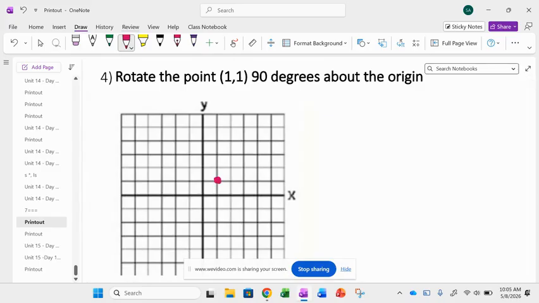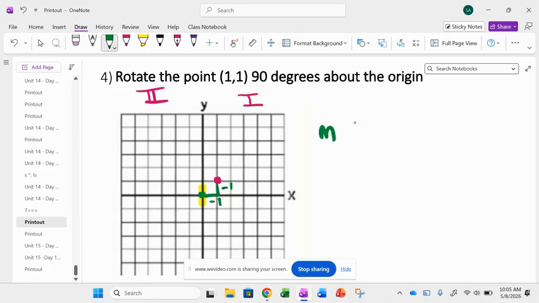Okay. So now we're rotating the point (1, 1) right here. And we're rotating it 90 degrees around the origin. Again, I didn't specify clockwise or counterclockwise, so it has to be counterclockwise. So if I start off in quadrant 1 and I'm going counterclockwise, do we all agree I should end up in quadrant 2? All right, so now to get from my point to the center of rotation, I'm going down 1, left 1.